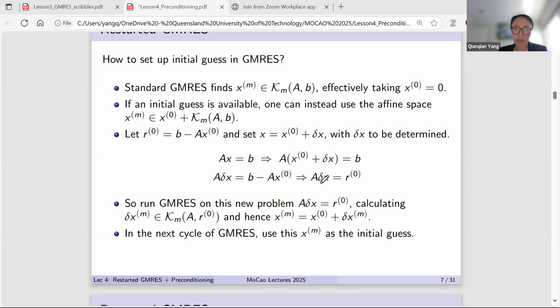Now we run GMRES on this new problem, A delta x equals r0, and calculate this delta x in this new Krylov subspace. So it's built for A and r0, the starting vector is r0. So now our x_m, our approximate solution, is x0 plus this delta x_m from the GMRES. And then you just use this x_m as the initial guess for the next cycle of GMRES.